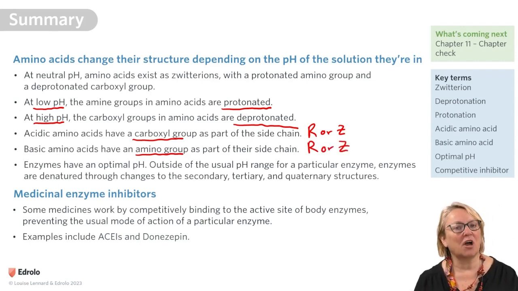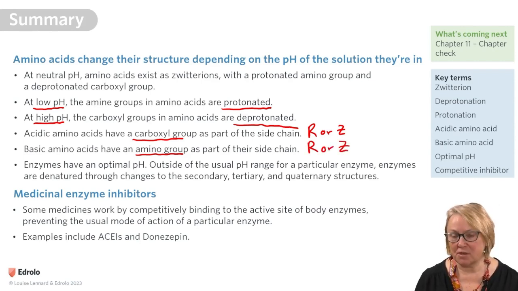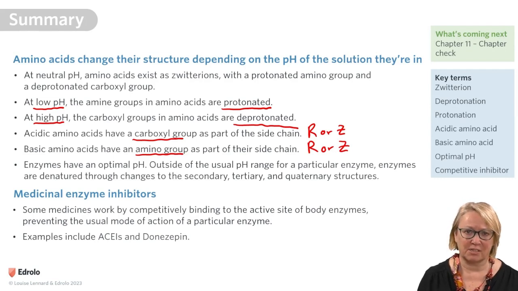And enzymes have an optimal pH. Outside of the usual pH range for the particular enzyme, they'll be denatured through changes to the secondary, tertiary and quaternary structures because they're very sensitive to the concentration of hydrogen ions and hydroxide ions. Medicinal enzyme inhibitors: some medicines work by competitively binding to the active site of body enzymes, preventing the usual mode of action of a particular enzyme. And examples include ACEIs and donepezil.